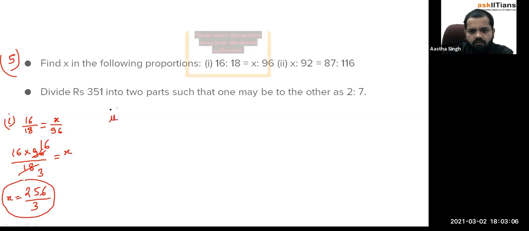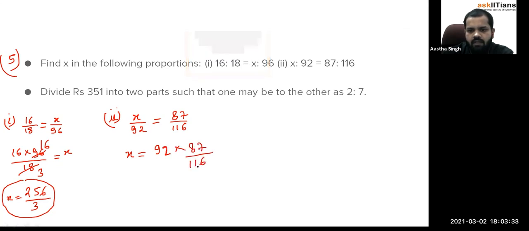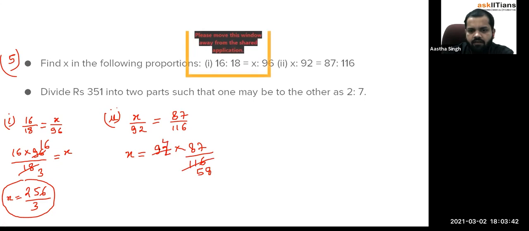Your second part. So x ratio 92 will be 87 by 116. This is the question. Just cross multiply, you will get the value of x. So 92 will go to the RHS in multiplication form: 92 multiplied by 87 by 116. How will you cut? Just cut by 2. 2 5s are 10 and 2 8s are 16. 2 4s are 8 and 2 6s are 12.